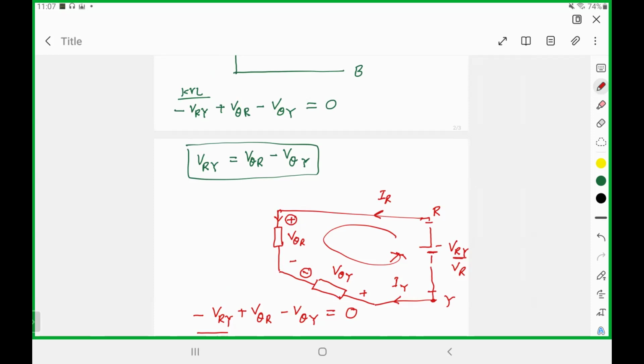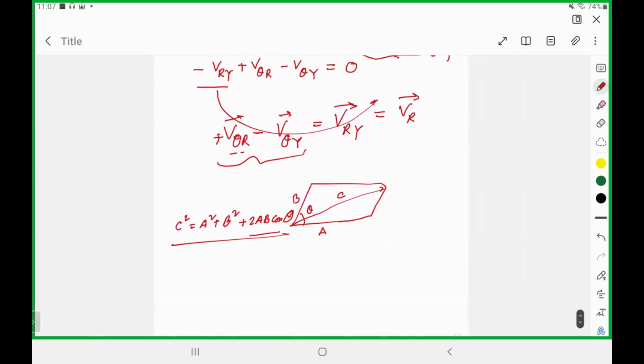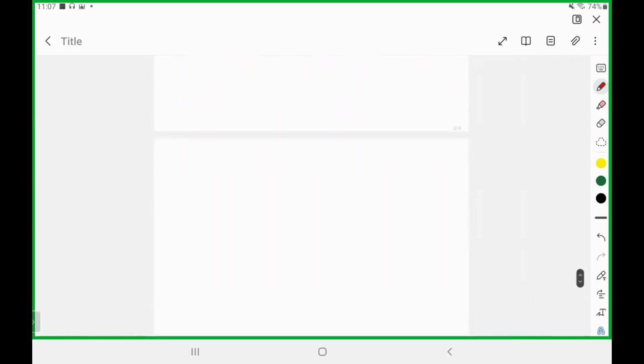But what about the currents for this one? Current will be the same because it's the phase current. So the phasor diagram for the current will be exactly the same. You can draw the phasor diagram. The phase current and the line current will be the same.